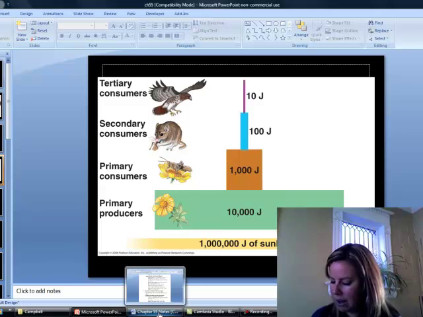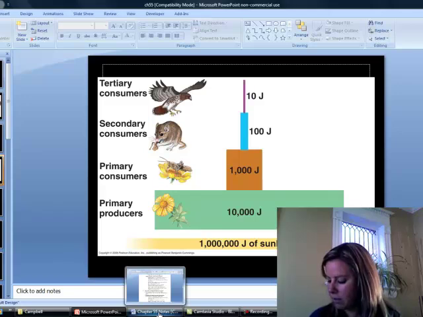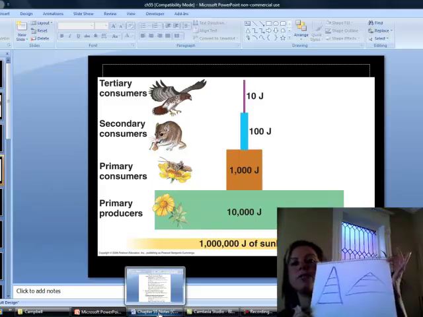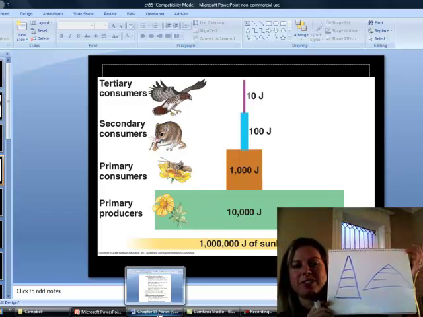So what I'm doing right now is drawing two types of pyramids that could exist in an ecosystem. All right, perfect. So here are the two types of pyramids that we can have for our ecosystems.